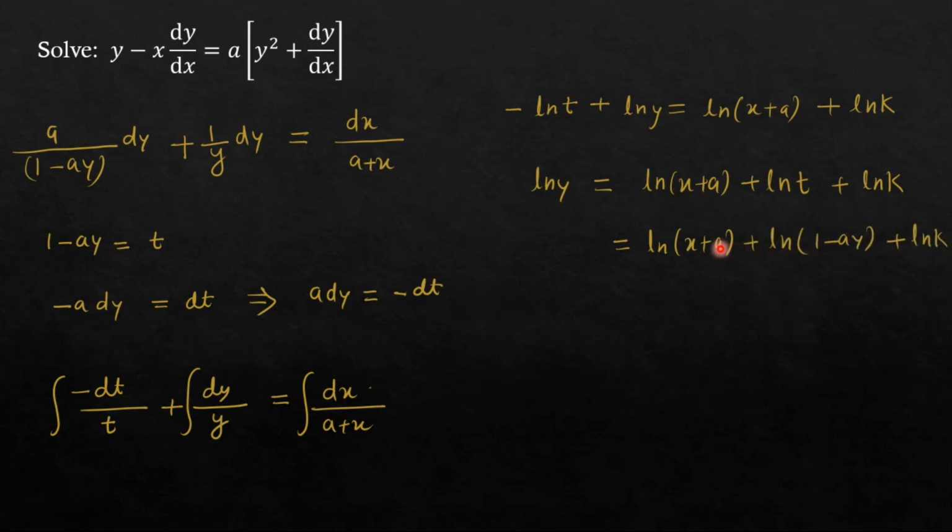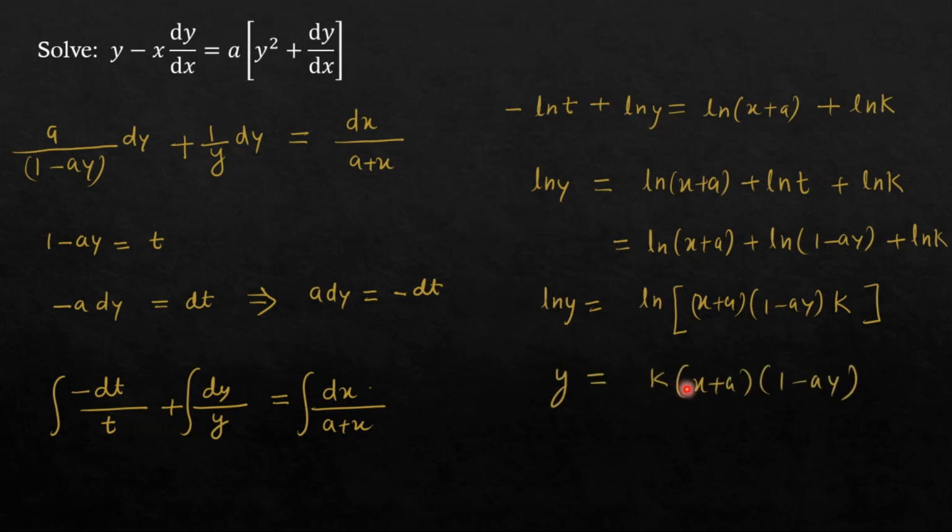Okay. Now these logs are in addition. So by the property of log, their inner terms will get multiplied. So you will get ln y is equal to ln[(x plus a)(1 minus ay)k]. Okay. So here log will get cancelled from both the sides. You will get y is equal to k(x plus a)(1 minus ay). So this is the solution of the given differential equation. Here we cannot find the value of k because there is no given condition here. So leave it as it is. This is the solution of the given differential equation. Okay.